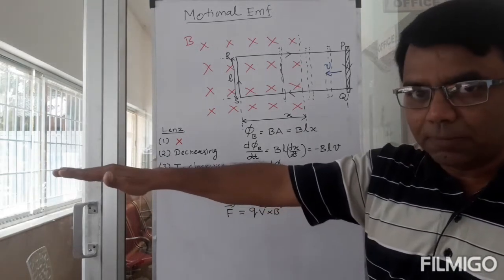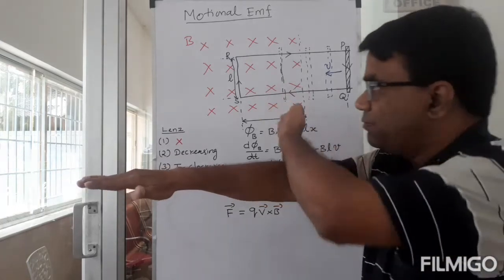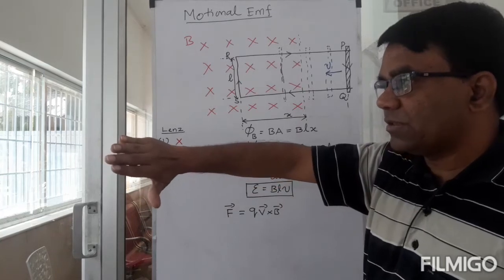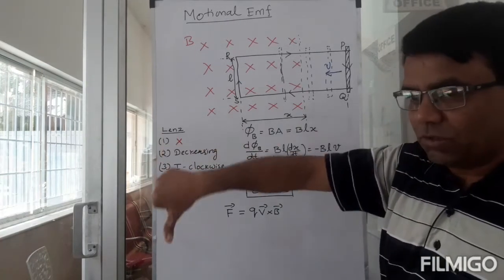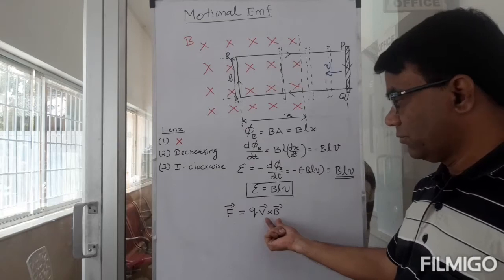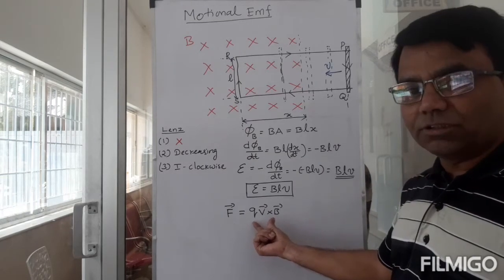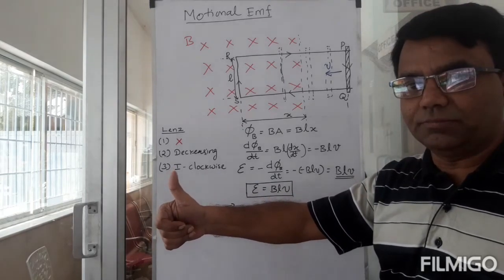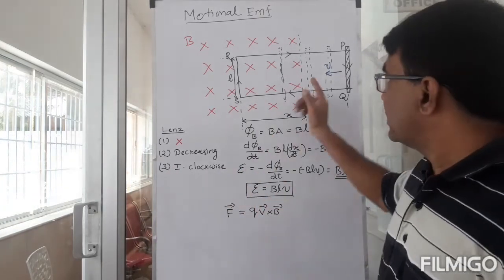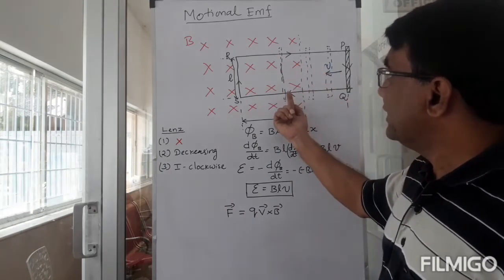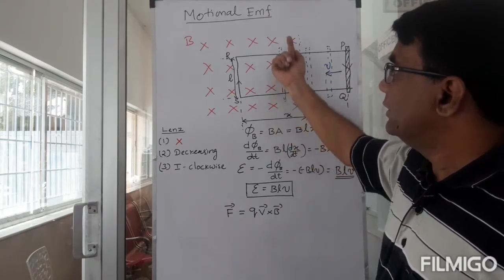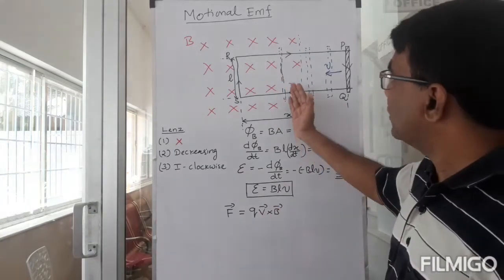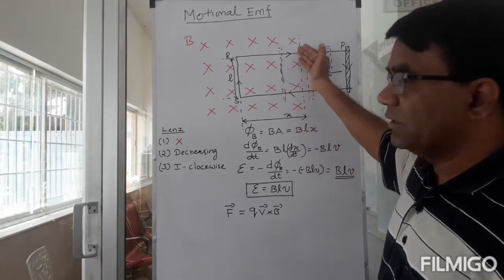So this is V. This is B. B is into the board. V cross B, so down. V cross B is down. But electron is a negative charge. So the net force is up, in the opposite direction. So the electrons in this rod will experience a force in the opposite direction. The free electrons, they are free to move. So all the electrons will go this way.